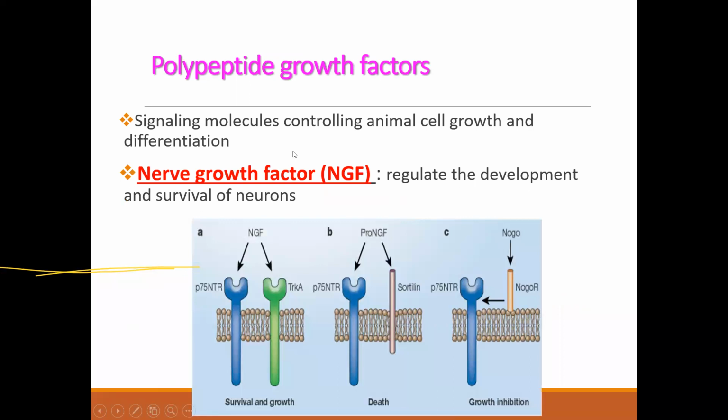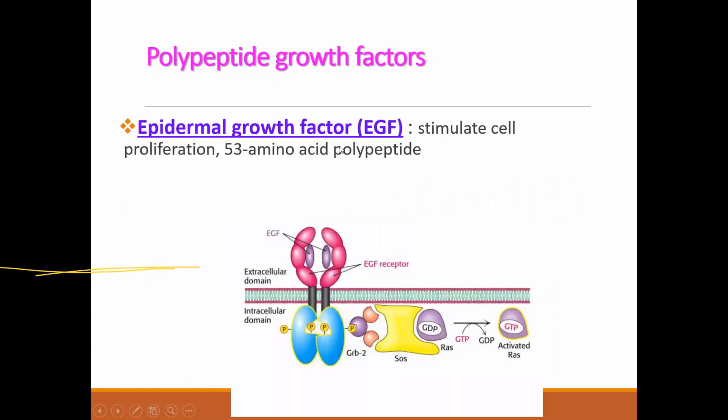There are many types of polypeptide growth factors. The first one is nerve growth factor, which controls animal cell growth and differentiation. Nerve growth factor, or NGF, is a polypeptide or protein that regulates the development and survival of neurons. Next is epidermal growth factor, which stimulates cell proliferation and is composed of 53 amino acids. This picture shows the epidermal growth factor and its receptor on the cell surface of the target cell.